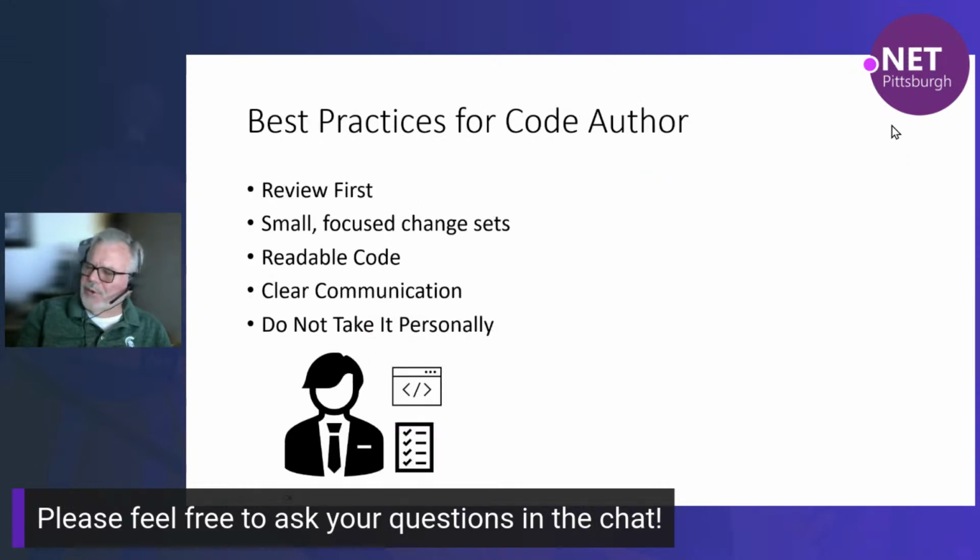All right, so this is a summary of this section. The key points: review your code first. Make sure that you're not checking in code that doesn't compile or that has problems. So find those obvious things first. Keep your change sets small and focused. Keep your code readable. Communicate clearly, and don't take it personally. Understand that no matter how it's being phrased to you, this is not about you. This is about the code that you've written.